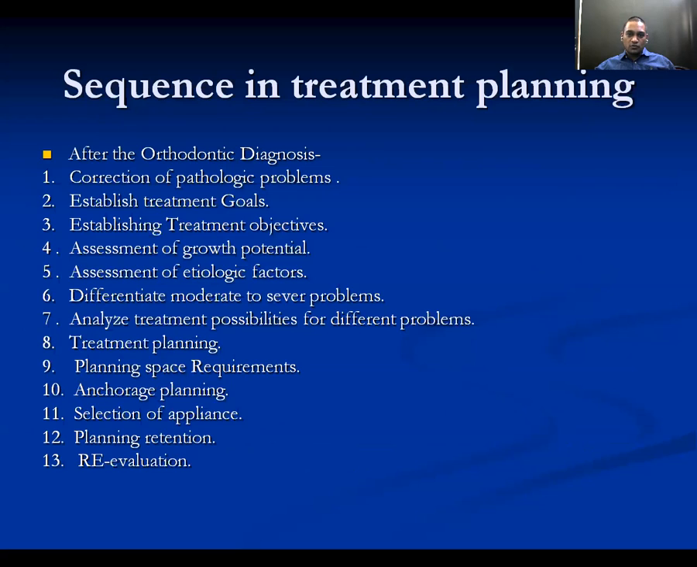So what is after orthodontic diagnosis? First, to correct the pathologic problem, second, to establish treatment goals, and third, treatment objectives. Next, we are going to assess the growth potential, assessment of etiologic factors, differentiate moderate to severe problems, analyze treatment possibilities for different problems, treatment planning, space requirements, anchorage planning, selection of appliance, planning retention, and re-evaluation. We'll discuss one by one.